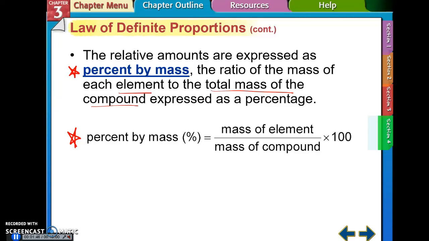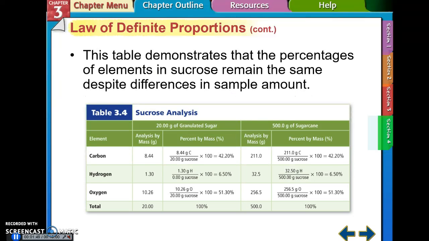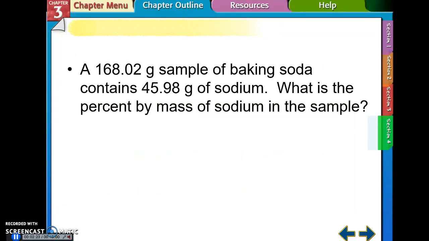Now remember, all of my percent by masses for a specific compound should add up to equal 100 because it's a percentage. So if I look at sucrose, and sucrose is sugar, if I have 220 grams of sugar versus 500 grams of sugar, no matter the mass, I should always have 42.2% carbon, 6.5% hydrogen, and 51.3% oxygen. When I add that up, they should equal 100. But if you look at the analysis by mass, their mass amounts are different, but the percentage, the proportion, is the same.